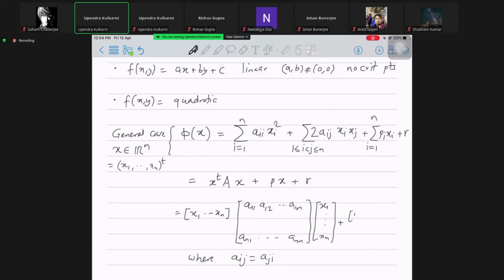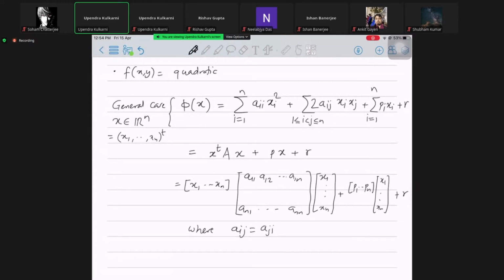And then what about the p and x? Again, this is the same thing. I think of p1 up to pn times x1 up to xn, and then r is just a real number. Okay, so this is how it is in shorthand. So just do the calculation now. Are there any critical points, and what is the Hessian?